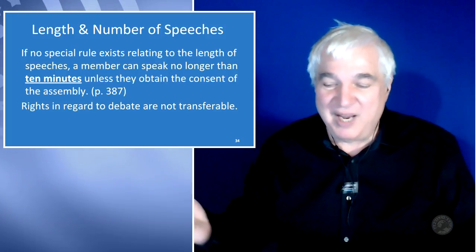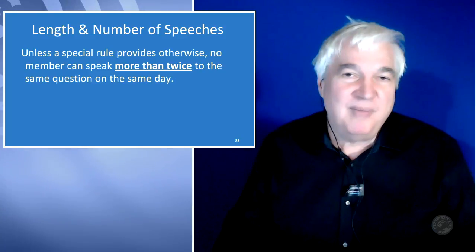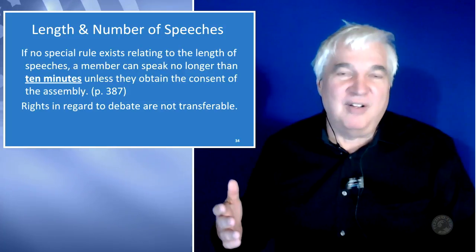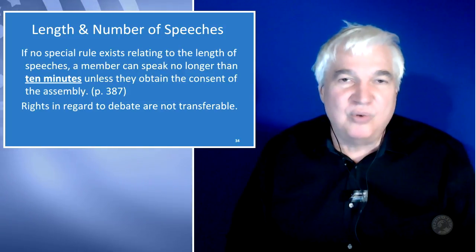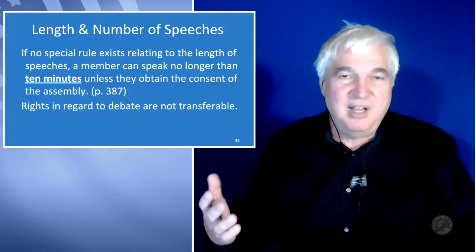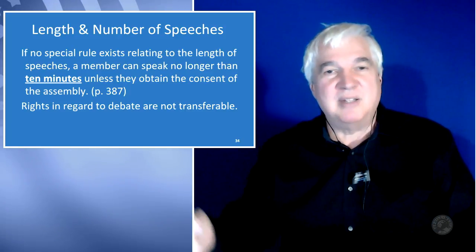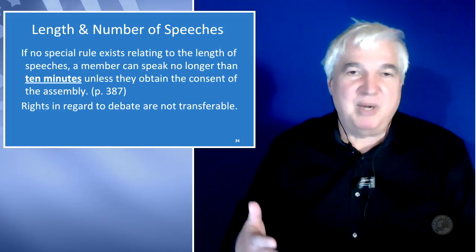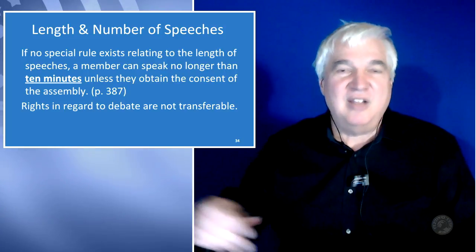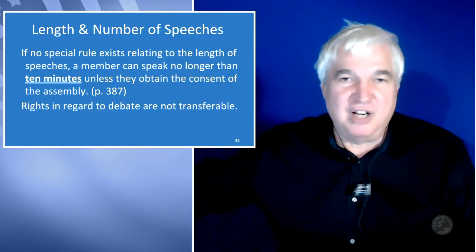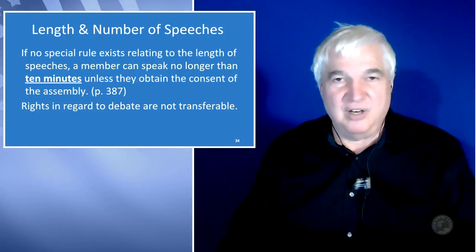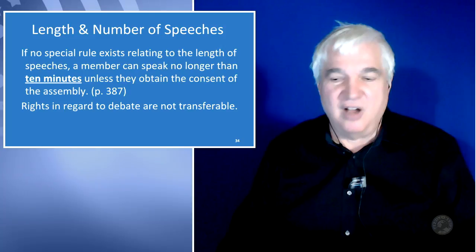And the final note here is the rights in regard to debate are not transferable. The Senate and the House of Representatives in Congress have their own rules of order, and you've probably seen them transfer their minutes. So the chair will say, everyone has 3 minutes to speak. And so you have the first speaker going, well, blah, blah, blah for 1 minute. And they will say, "And I yield my remaining 2 minutes to the gentlewoman from Maryland." That is not a rule of order under Robert's Rules of Order. That's something specific to how the Congress runs.